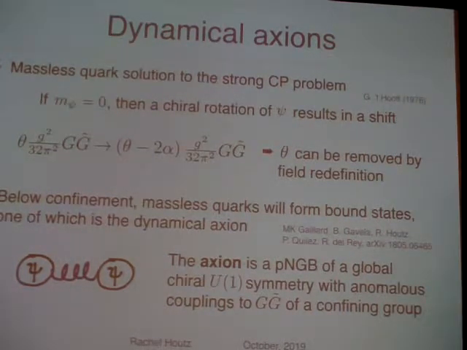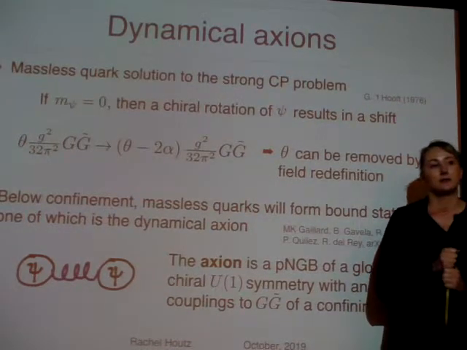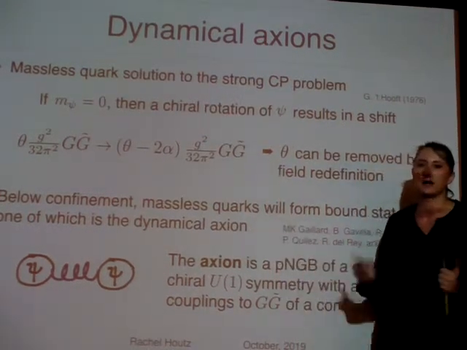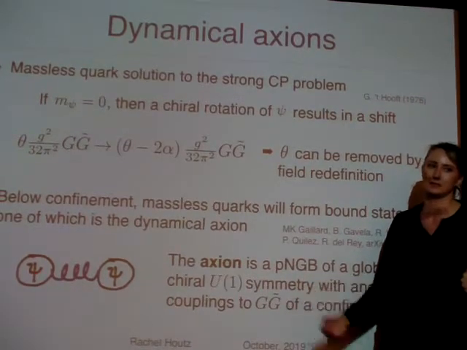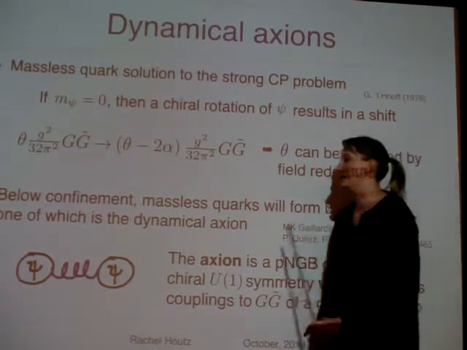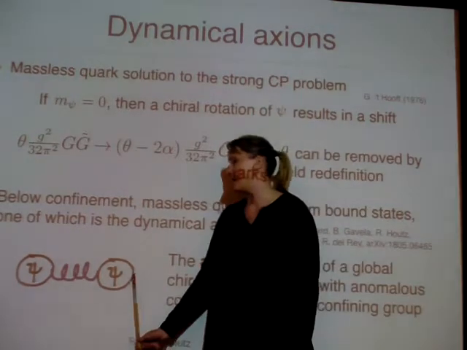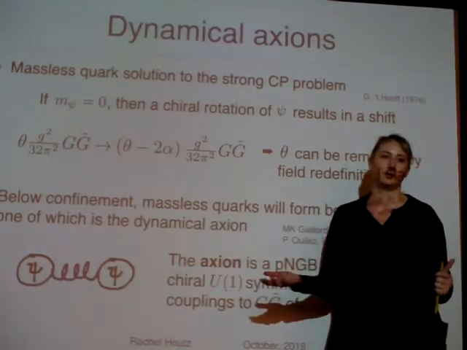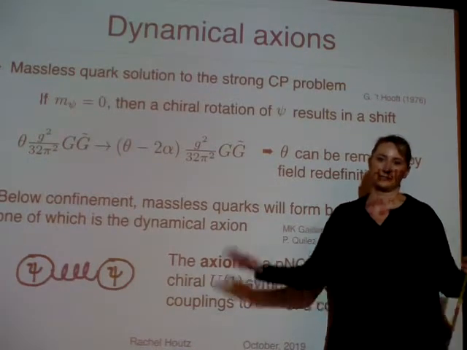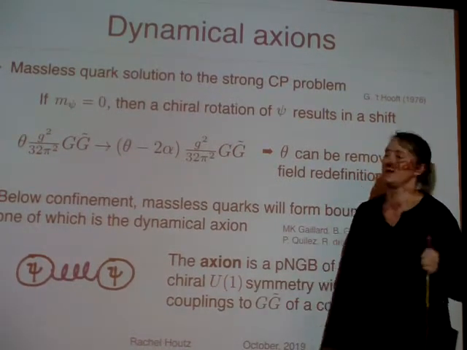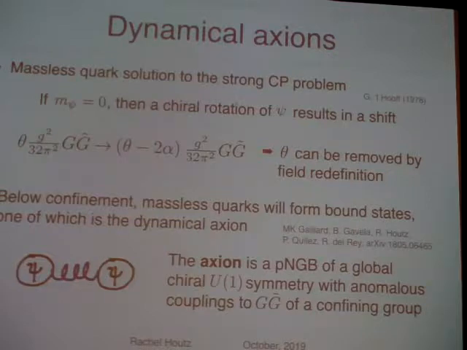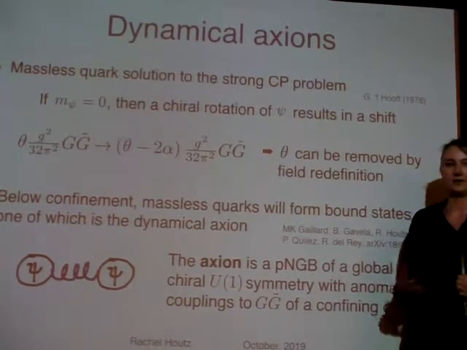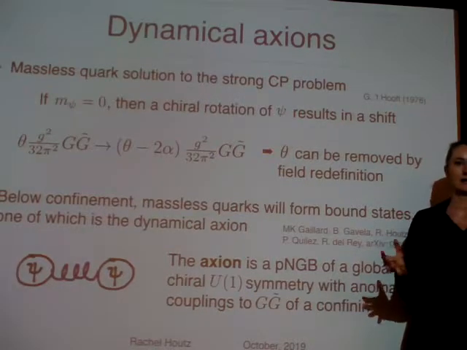And then what happens when the global symmetry is spontaneously broken? Well, if you have a theory that confines, there's chiral symmetry breaking, which spontaneously breaks the global symmetry. And you get bound states that are composed of the massless quark. And one of those bound states is interpreted as a dynamical axion, which is the pseudo-Goldstone boson associated with symmetry breaking. So I'm going to call an axion particle that is composed of massless quarks held together by a confining force a dynamical axion.